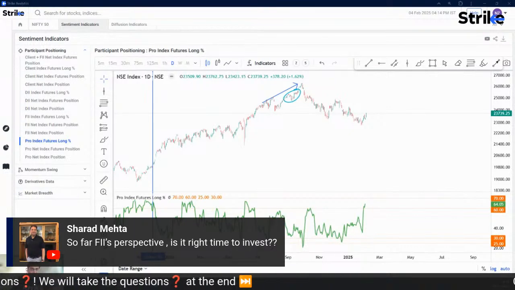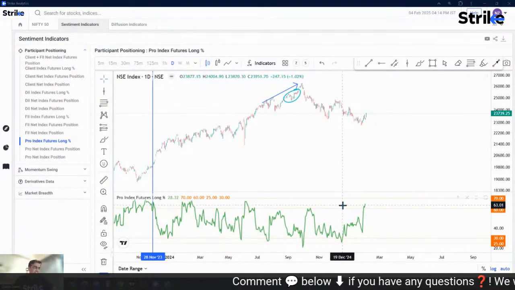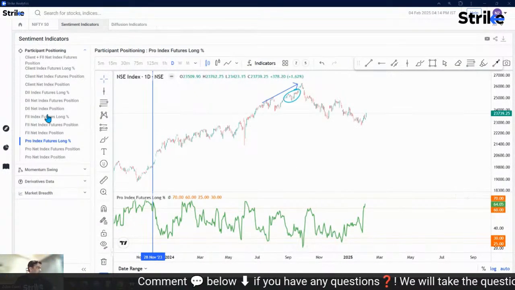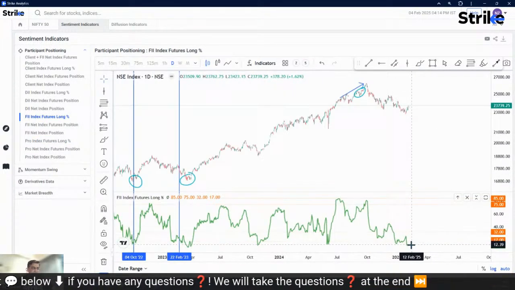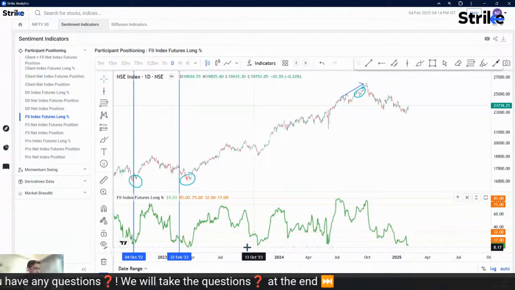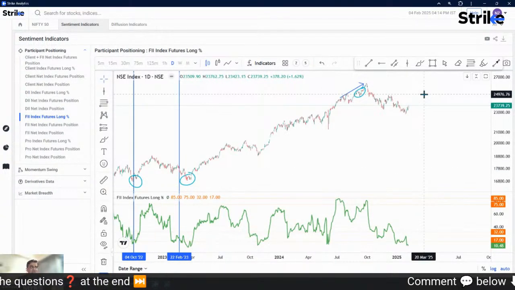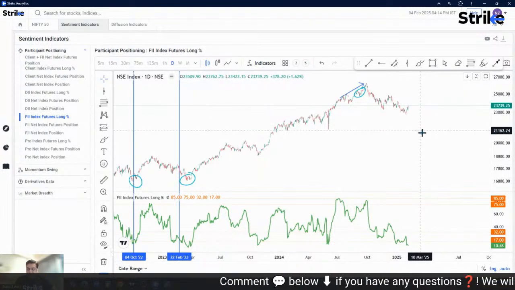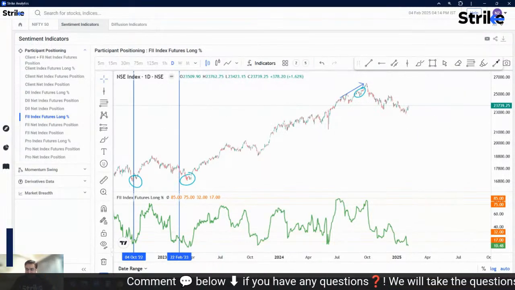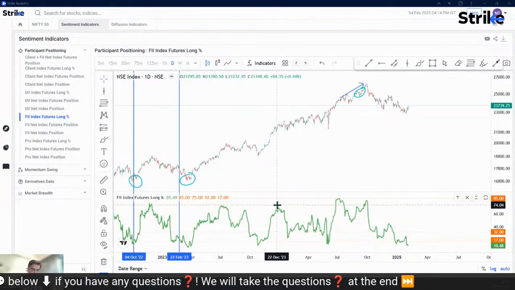So far, from the FII perspective, is it the right time to invest? So yes, Sharadji, as per the FII index futures long percentage, we saw that it is at an extreme reading at the bottom, and whenever in the past it has made such bottoms over here, there is a nice meaningful rally that has occurred for the medium term, right? Please tell us about the swing trading cash market. Yes, definitely. I'm coming to that, Sandeep ji.